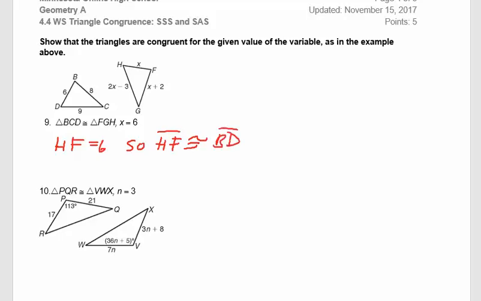So that's a start. Now let's do segment HG. HG is equal to 2x minus 3, but x is 6. So 2 times 6, oh, not minus 3, plus 3.